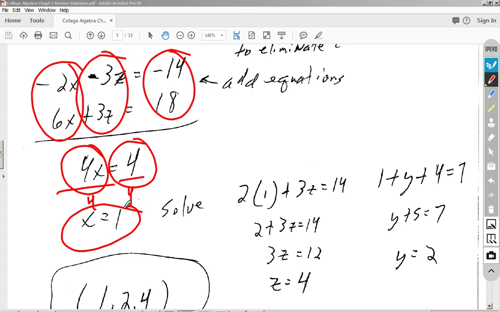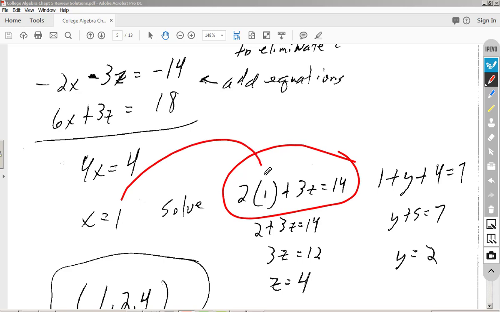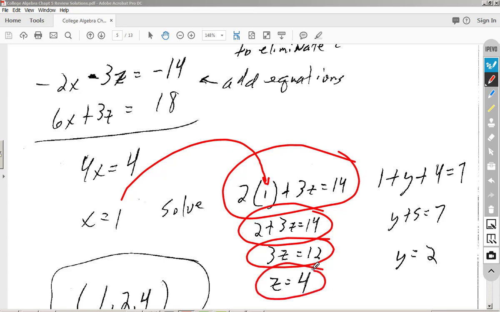Now that I know that my y value is equal to 1, I'm going to use my equation, which is 2x plus 3z all equals 14. I'm going to substitute in this 1. Solving that, I get 2 plus 3z equals 14. I subtract 2 from both sides, so I get 3z all equals 12. Divide both sides by 3, and I get my z value, which is equal to 4.